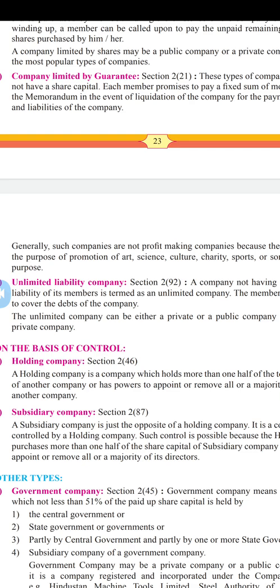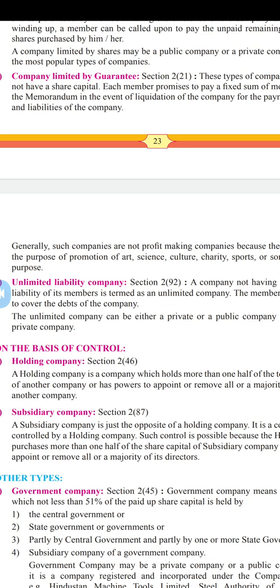Government company is registered and incorporated under the Companies Act 2013. It may be a private company or public company. That means a government company may be a private company or public company. Both come under government companies. Only the condition is that more than 51% of the paid up share capital should be held by the government. Then it becomes a government company.